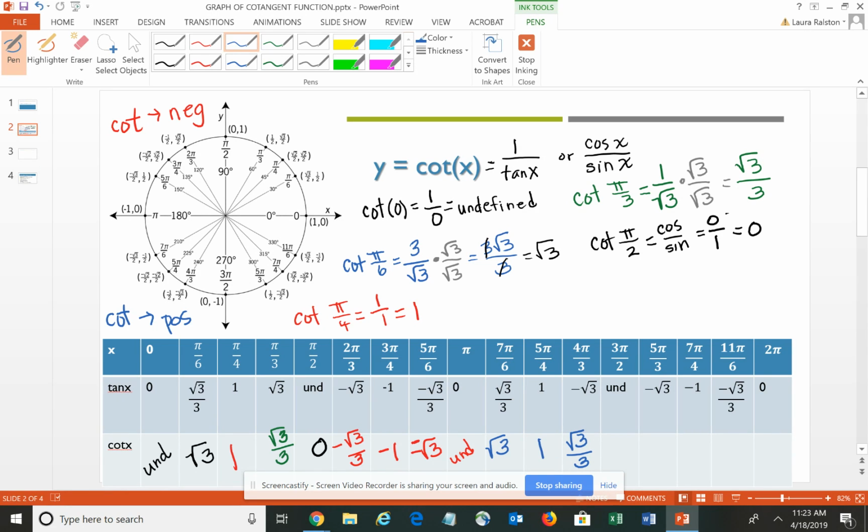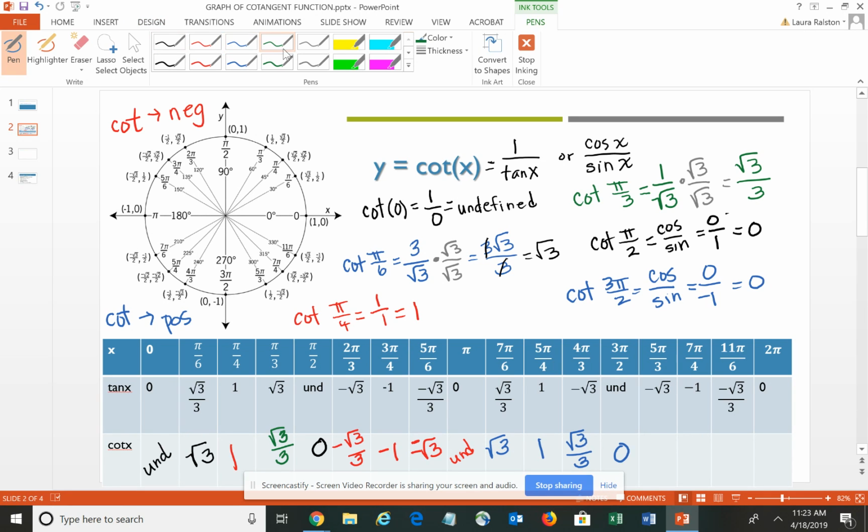Then you're back to 3 pi halves, which I said was undefined, so we may want to take a look at that one. The cotangent of 3 pi halves, again using the idea that it's cosine over sine, you would have 0 over negative 1, which ultimately simplifies to 0.